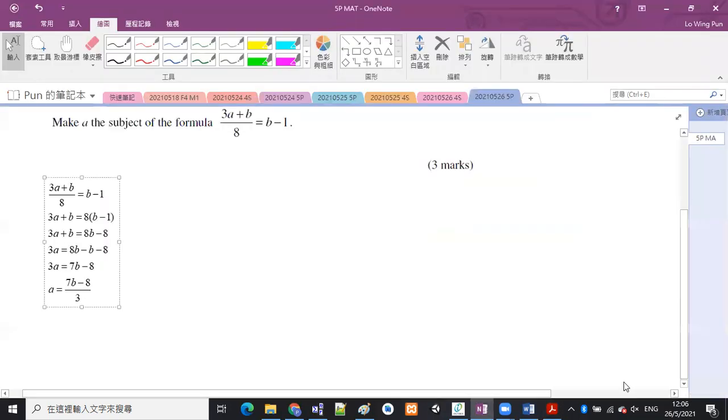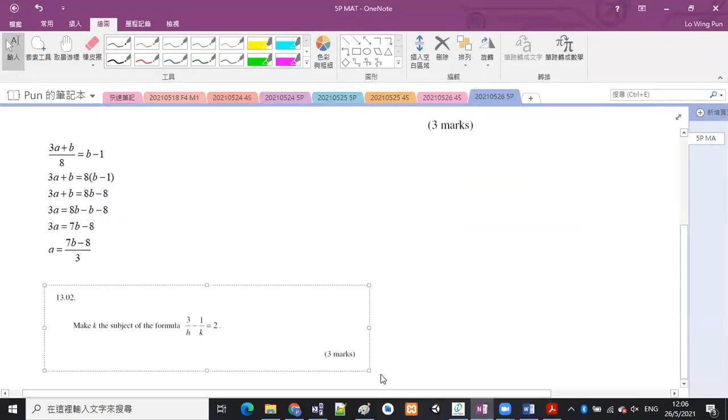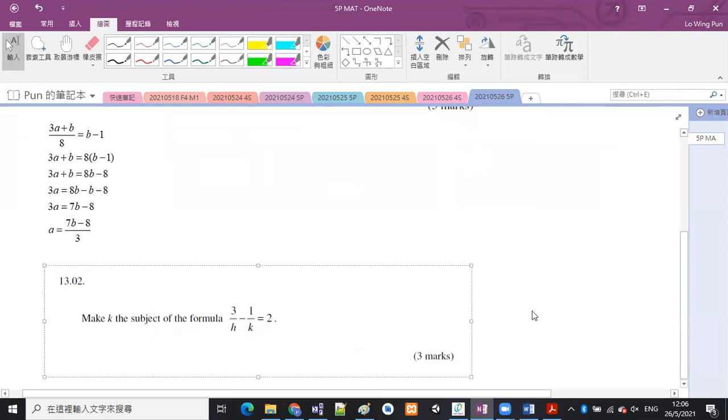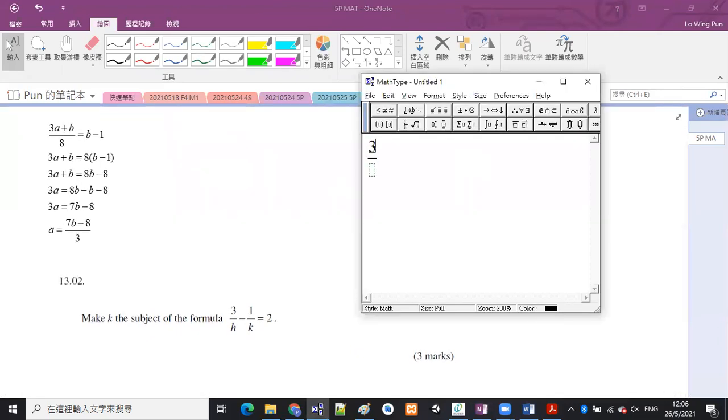13.02. Make k the subject of this formula. 3 over h minus 1 over k equals 2.